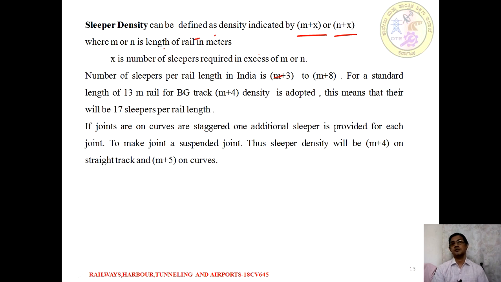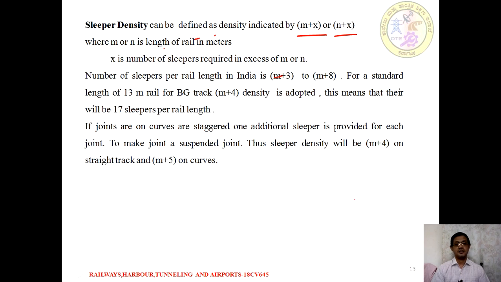Similarly, for meter gauge we had discussed it in the previous session. That is the number of sleepers which is going to be required according to our calculation, just adding the number with reference to some additional sleepers. That combination is called the sleeper density. It is the number of sleepers required, represented as the algebraic sum m plus n x, or n plus x.